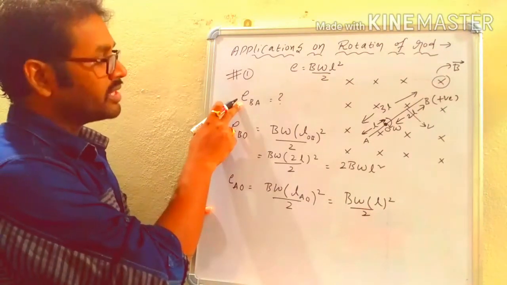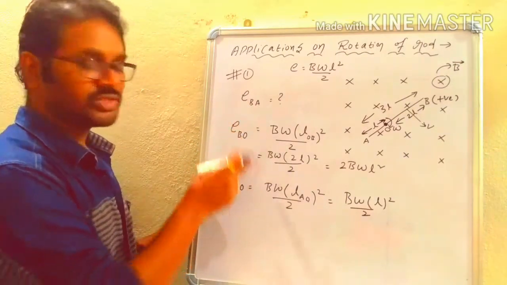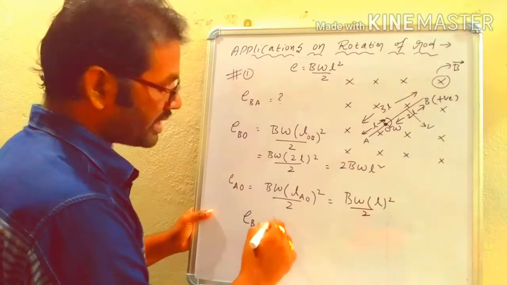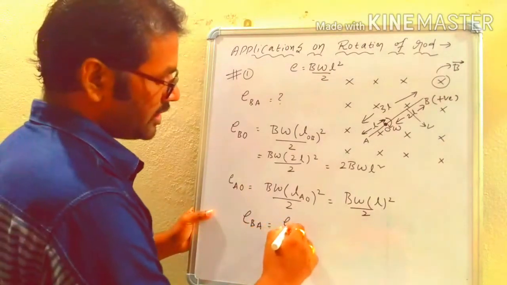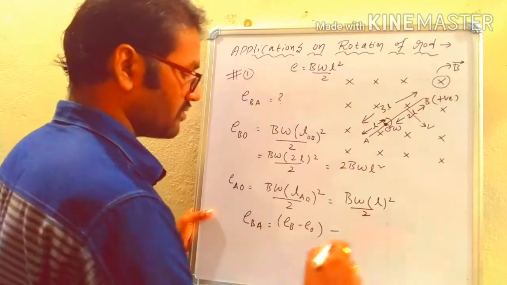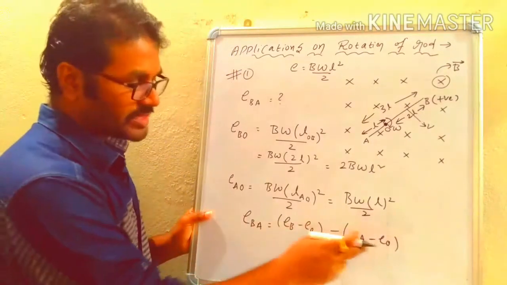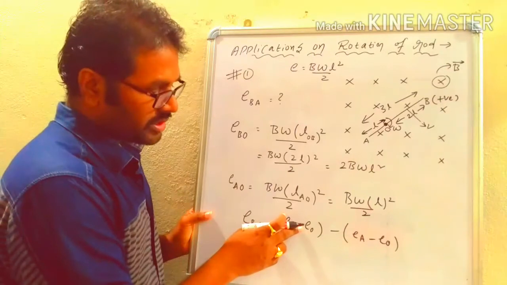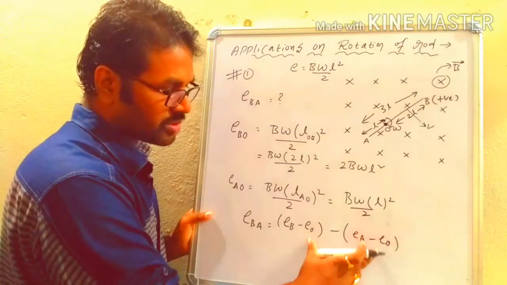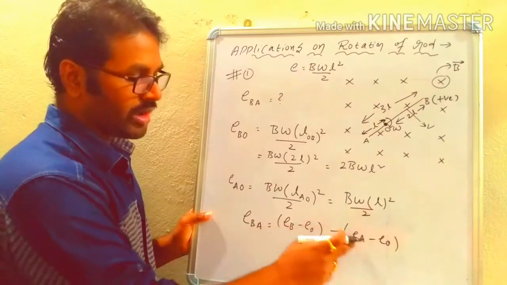We are interested to find the EMF across the ends of the rod. So how can you write this expression in terms of these two expressions? Let us see. E_BA we can write as (E_B minus E_O) minus (E_A minus E_O). If you expand this, minus of minus E_O gives plus E_O, and these two terms will get cancelled, and finally you will get E_B minus E_A.